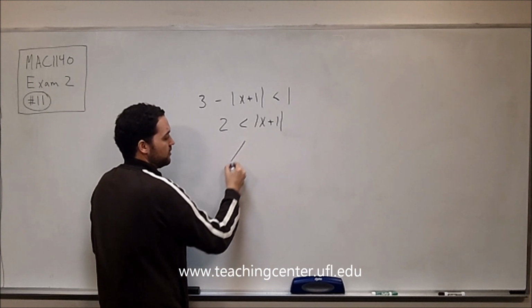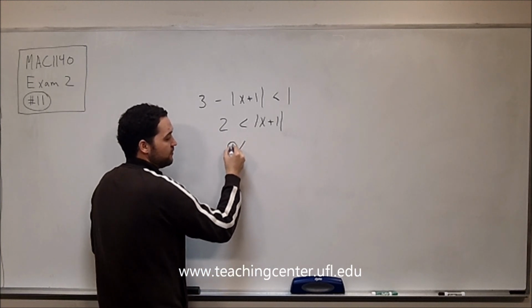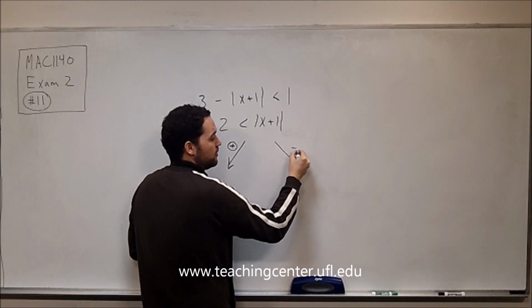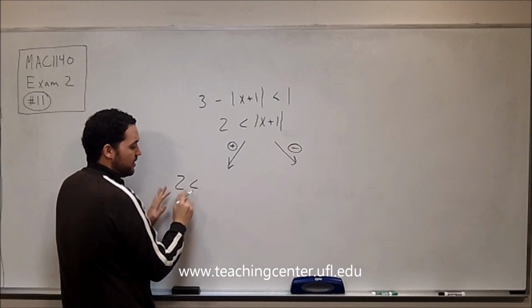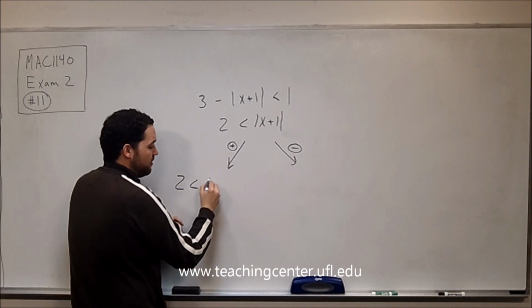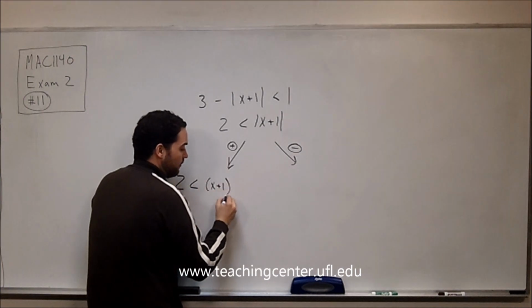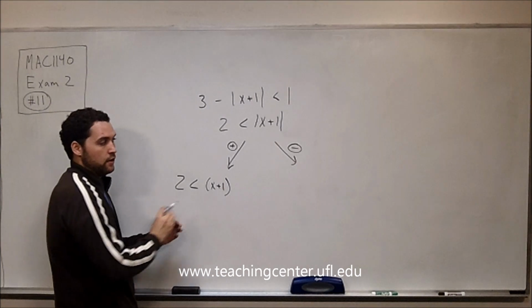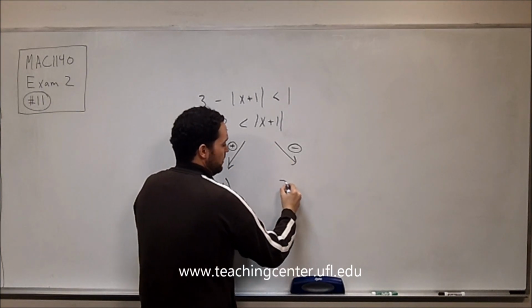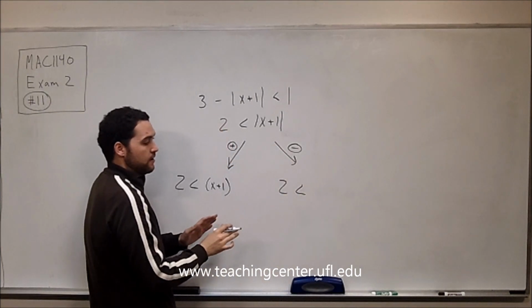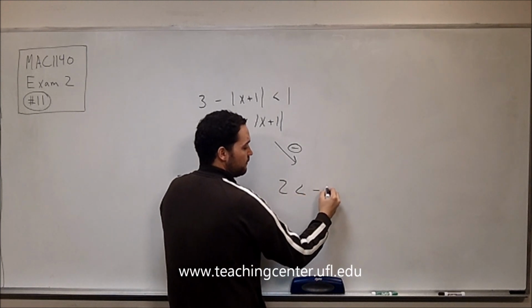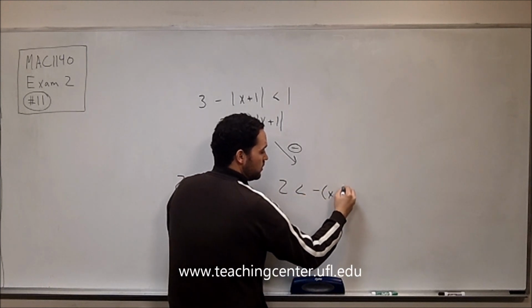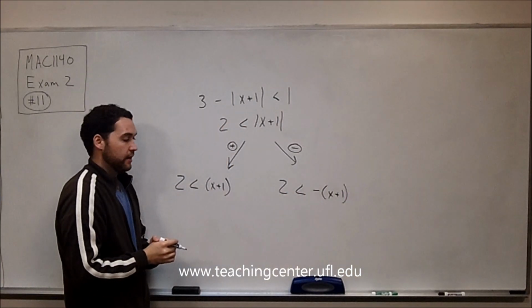So if we break this up into the positive half and the negative half, you just copy down the 2 and the less than sign. That stays the same. And then this is just going to be x plus 1 now, because you're keeping it positive. On the negative route, you keep the 2 and the less than sign the same, but now instead of just parentheses x plus 1, it's going to be negative parentheses x plus 1. And then you can solve it out like normal.